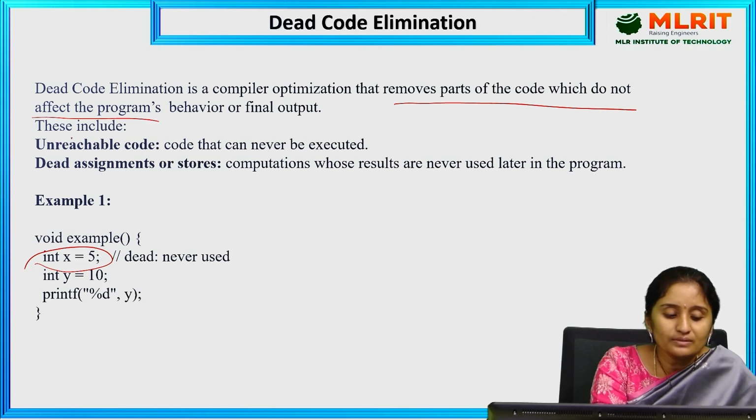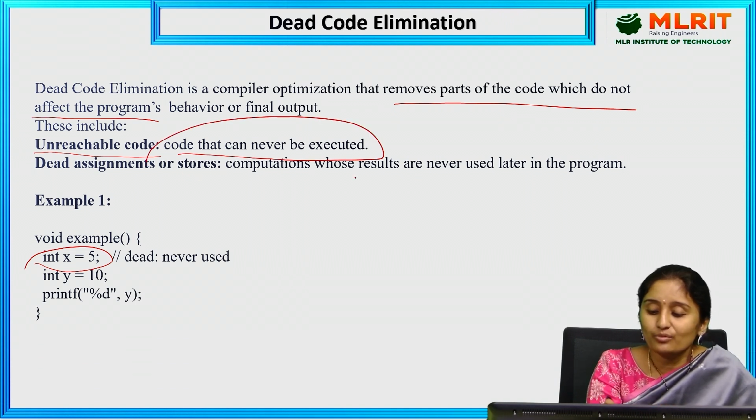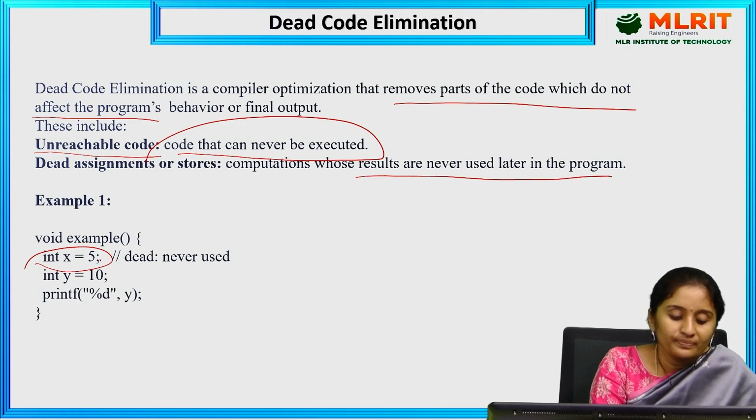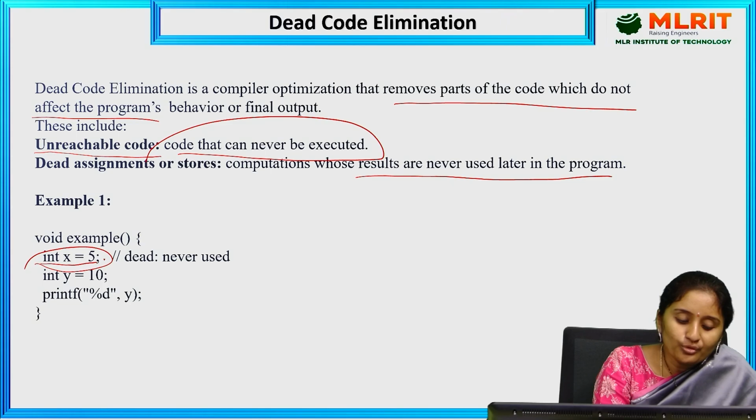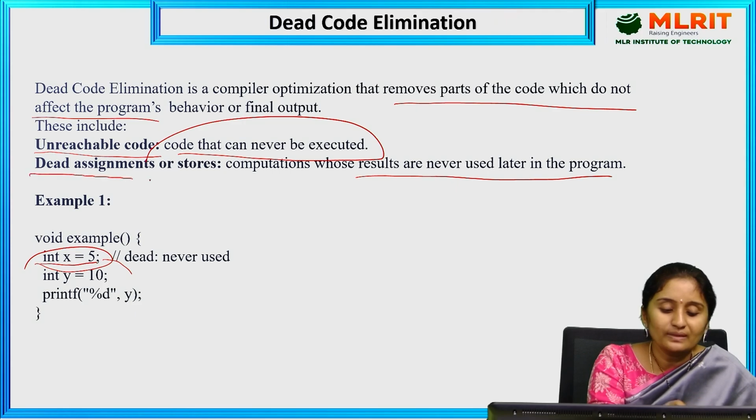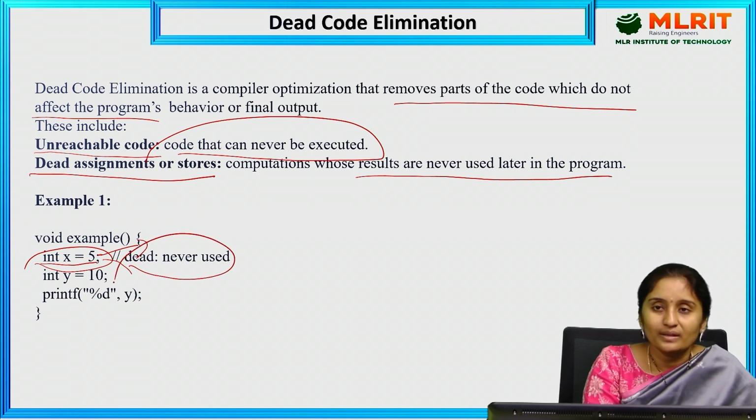See here, we can also call it unreachable code, code that can never be executed, and dead assignments, nothing but assignments whose results are never used in the program. See here, x equal to 5. This statement I'm not going to use anywhere in my program. So with this statement, the program is not affected, and I'm not going to use that statement anywhere in the program. So we are going to call it dead assignments or dead stores. And this is also unreachable code. So unreachable code, we are going to call dead code.